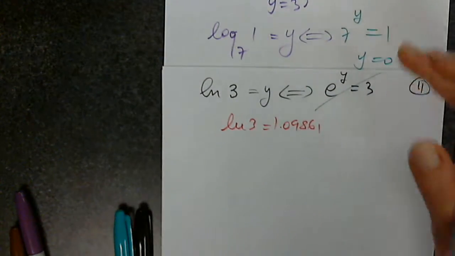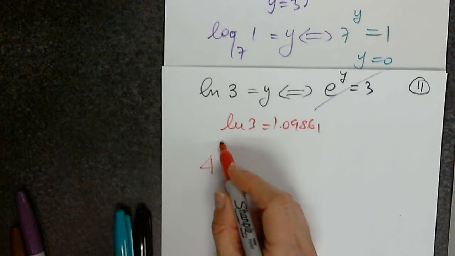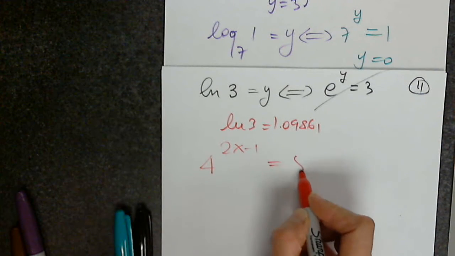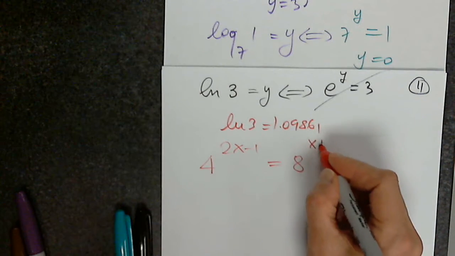Let's look at an equation now. Exponential. 4 raised to 2x minus 1 equals 8 raised to x plus 2.